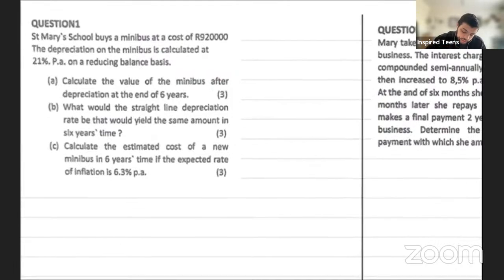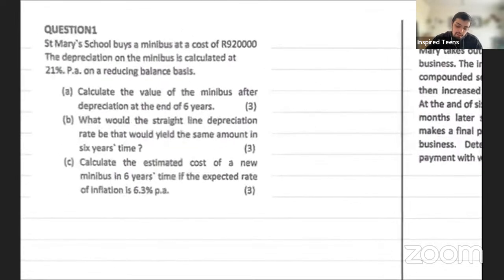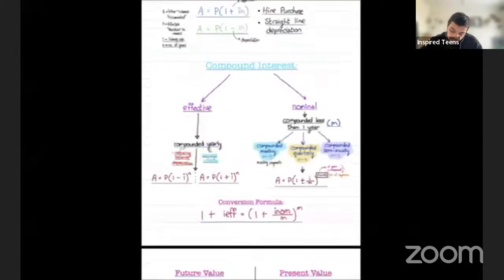St. Mary's School buys a minibus at a cost of 920,000 rand. The depreciation on the minibus is calculated at 21% per annum on a reducing balance basis. So look out for those keywords.